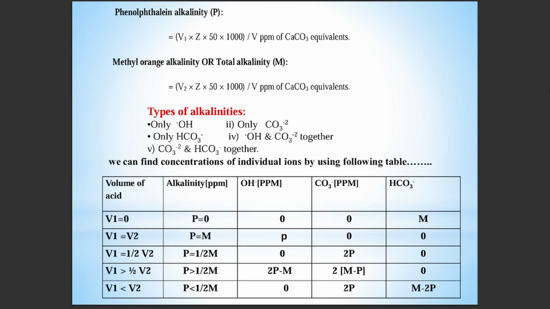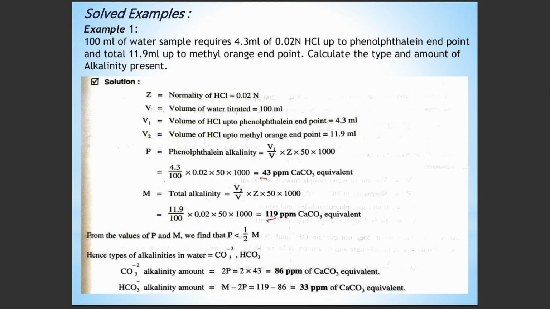CO3 2 minus ion is 2P, so here 2P is equal to 2 into 43, you will get 86 ppm CaCO3 equivalent. And you have to calculate the HCO3, that is the bicarbonate alkalinity, and the formula for the concentration is M minus 2P. So 119 minus 86, you will get 33 ppm CaCO3 equivalent. In this way, we calculate the types and amount of alkalinities present in the given water sample.